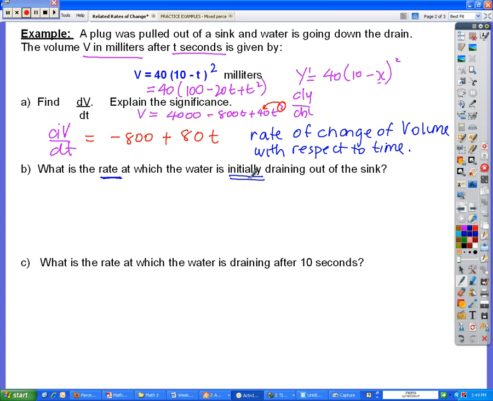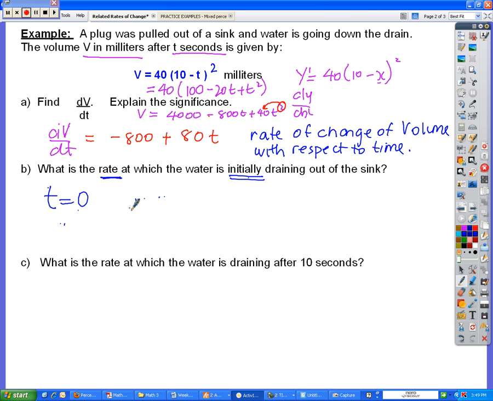Okay, we've seen initially before. Initially, remember, means when t equals 0. Okay, so we want to find the rate of change of the volume when t equals 0. That's easy. We just put t as 0 into here. So we have, let's go over here.